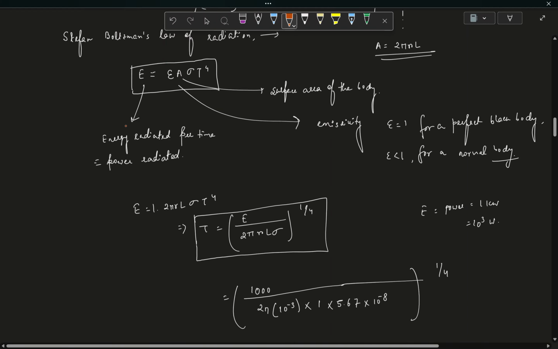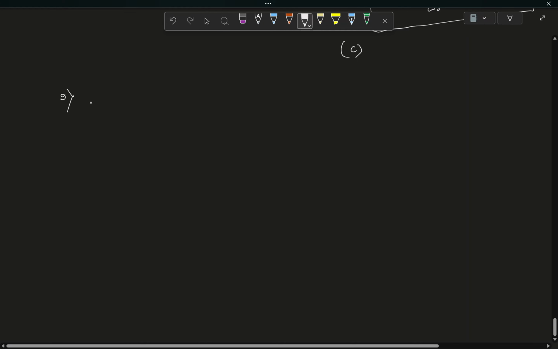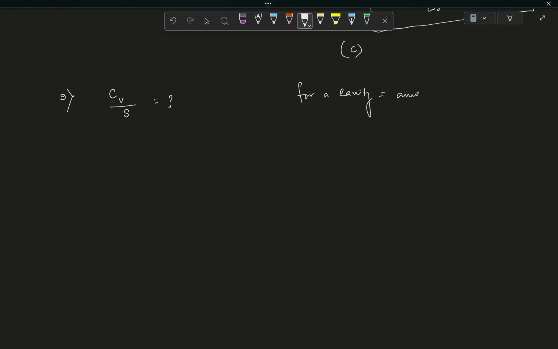So for question number 9, you have CV by S equal to what? First of all, for a cavity, assume it's a black body. Then your total energy U is equal to the energy density, small u, times the volume. And you know that this small u has the expression u equal to a T to the power 4, where a is an integration constant.